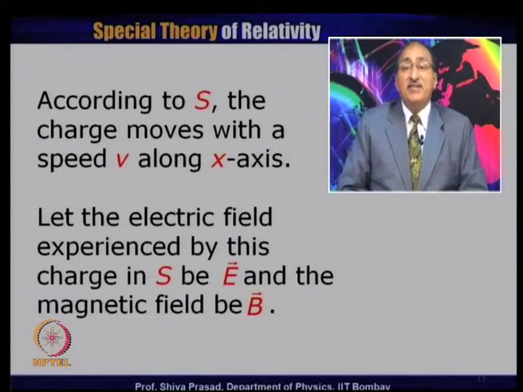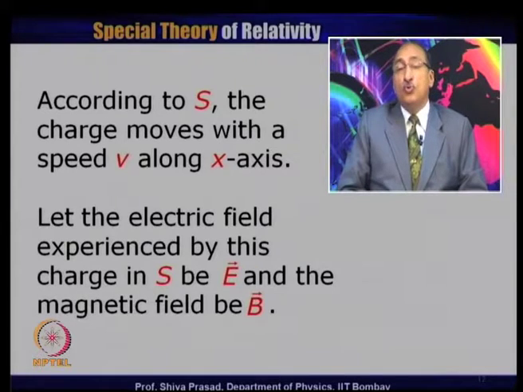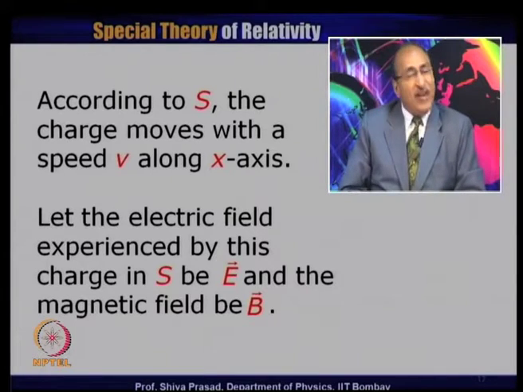Now, we have said that in general I expect that the force on the particle will turn out to be different, and let us assume that the fields that will be seen by this charge in this particular frame S will be E and B, electric field being E and the magnetic field being B. So, these fields in general will be different from the fields which have been seen by the S prime observer, using the arguments which we have just now given in the beginning of the lecture.